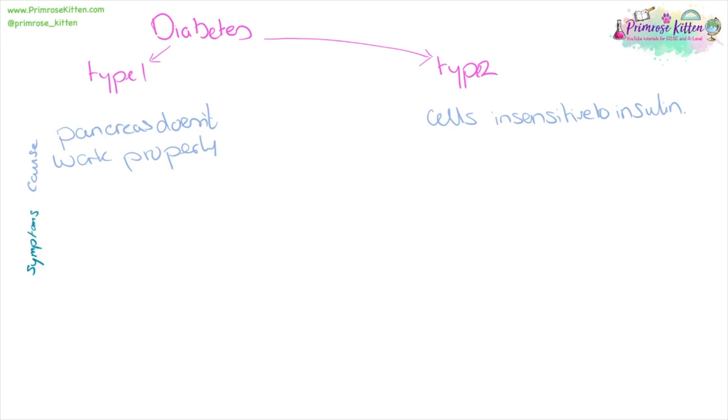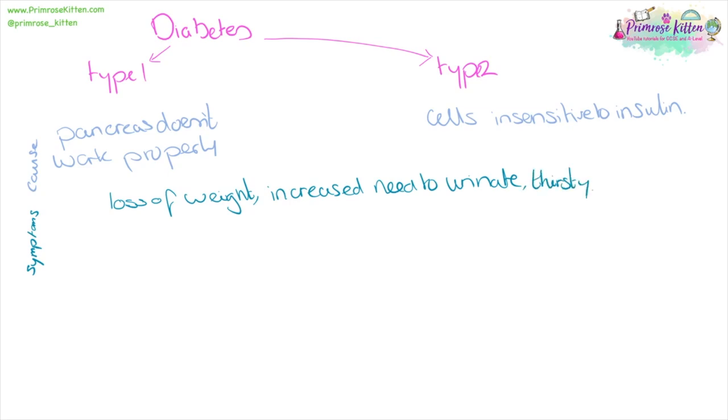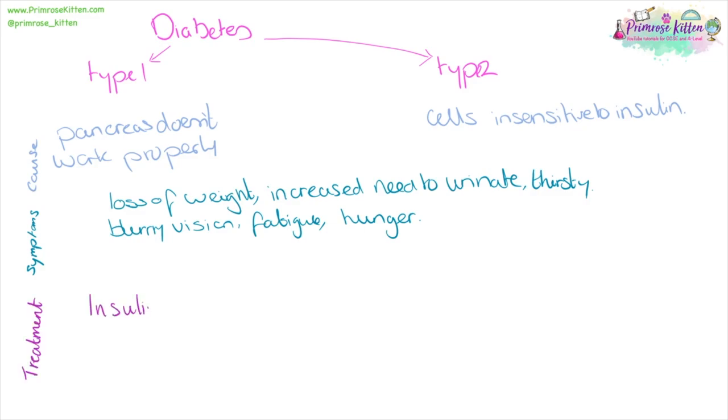Symptoms for both are going to be a loss of weight, an increased need to wee, being very thirsty, blurry vision, fatigue, so being very sleepy, and hunger. Treatment for type 1 diabetes is going to involve insulin injections. Type 2 diabetes, it's going to be controlling diet and exercise.